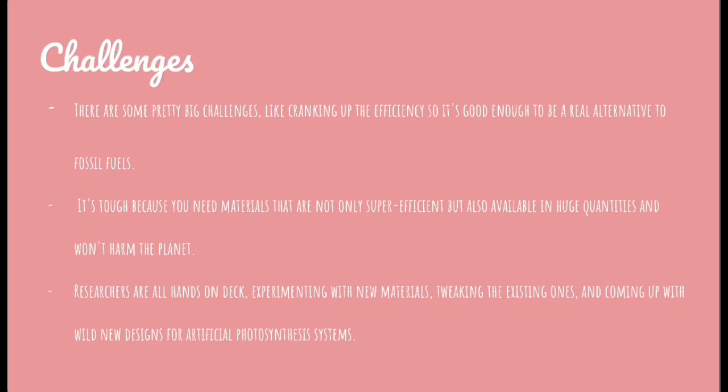That's like trying to go from making a cupcake to making a whole truckload without losing any of the goodness. It's tough because you need materials that are not only super efficient, but also available in huge quantities and won't harm the planet. Researchers are all hands on deck, experimenting with new materials, tweaking the existing ones, and coming up with wild new designs for artificial photosynthesis systems.